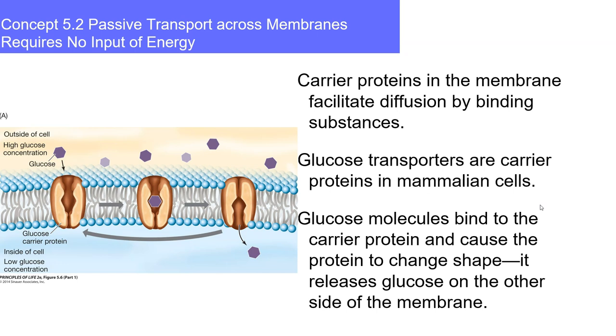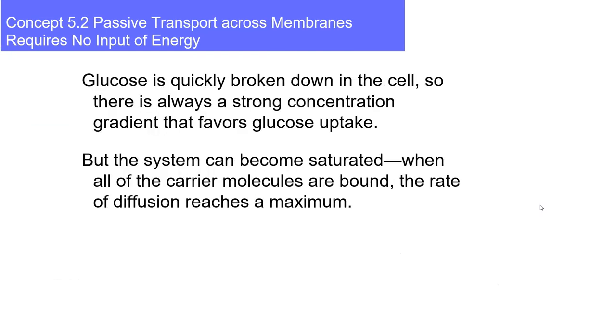Now, carrier proteins, like I said, help facilitate diffusion by binding substances. Glucose transporter carriers are a great example of this. As glucose is taken into the cell, it's going to be quickly broken down, so there's always going to be a concentration gradient that favors glucose uptake. However, if you have too much glucose, the molecule's not going to be able to transport it in. The carrier protein becomes bound up and locked up.